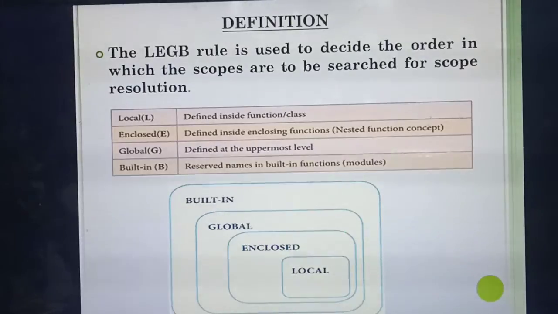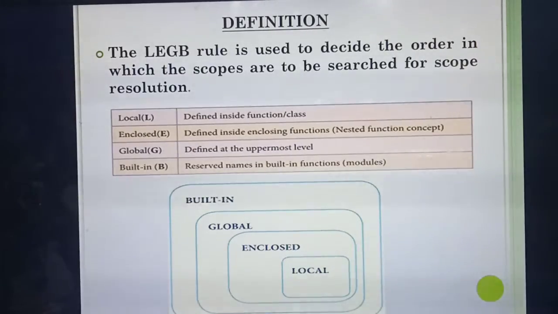That is called which one? Nested function. Nested loop means one loop is defined inside another loop. That is called what? Nested. Okay, so enclosed means you need to represent a word, which one? Nested. So here you are going to define a variable inside one more function.